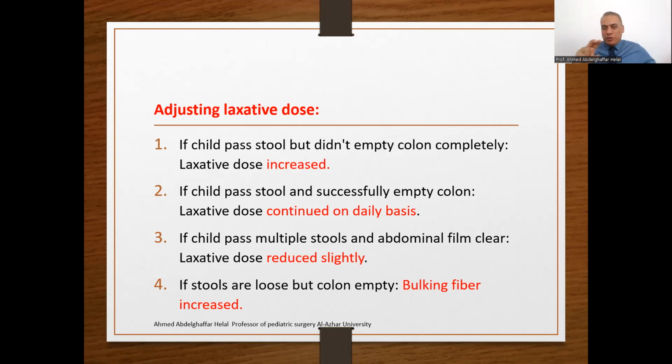So adjusting the laxative dose is very important for the pediatric surgeon. You need to have a clean colon with a certain laxative dose to treat this constipation, with a stimulant laxative, not a softener. Softener without stimulation will lead to more accidents, more soiling, and make the patient's condition worse.